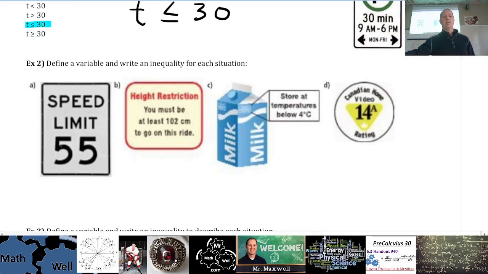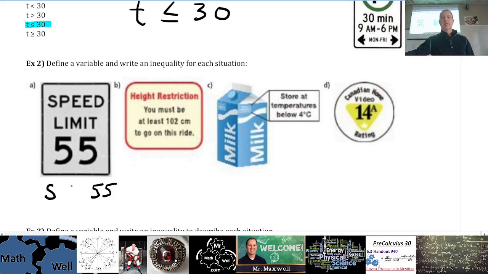Now why would you choose S? Speed, exactly. It's a good idea to choose a letter that represents the quantity well, and so if it starts with the same letter, that's perfect. So S. So speed limit is 55. So what kind of symbol should I put here? I'm assuming 55 is going to be part of this inequality, right? You'd be right in saying that. So what do you think would go here? What's allowable?